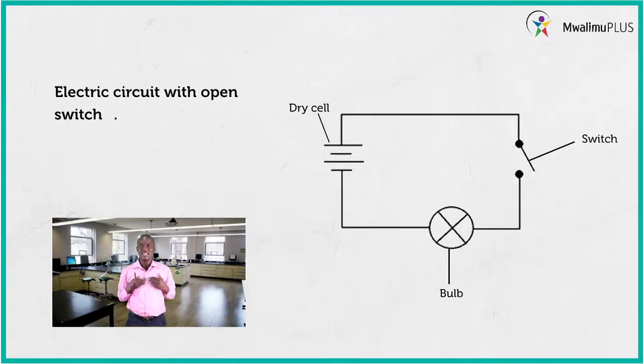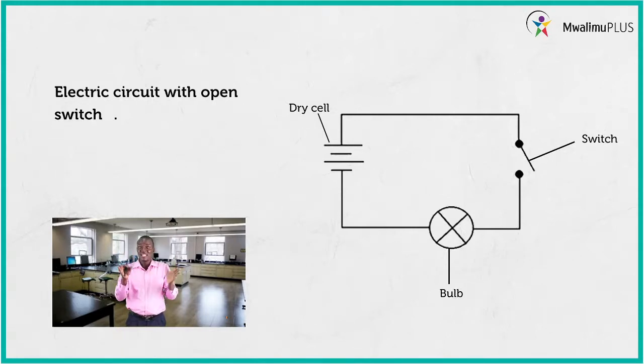What are you able to see? Good. From the screen, we have a sketch of an electric circuit, but in this case, we have the switch opened. Our switch is now open. We have a dry cell, we have a bulb. What do you think will happen? Will this bulb light? Will it produce light? Good. This bulb will not produce light because the switch is open.